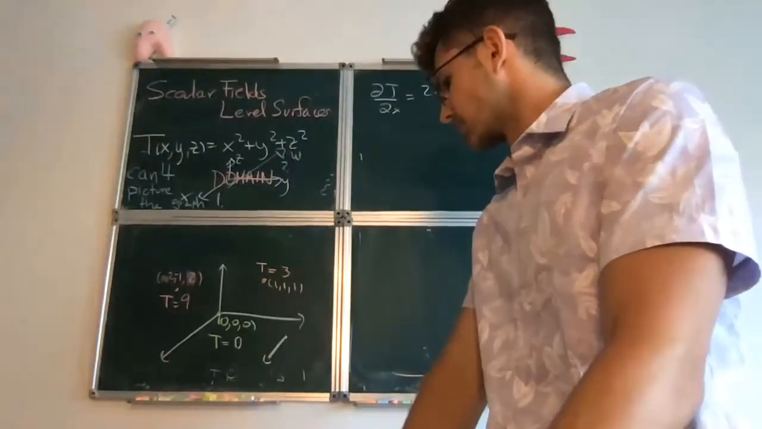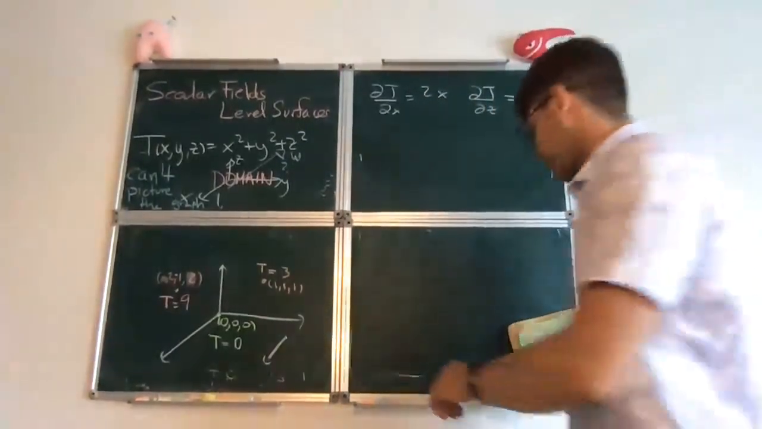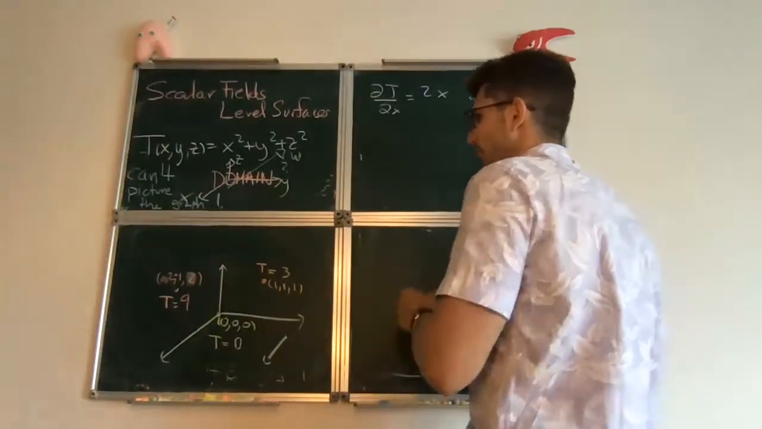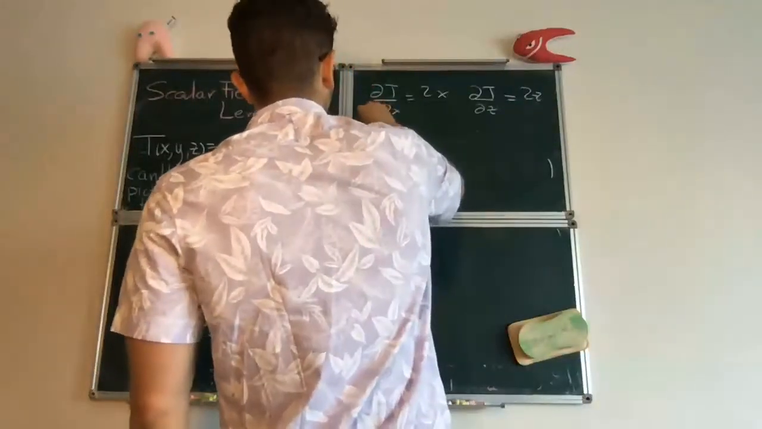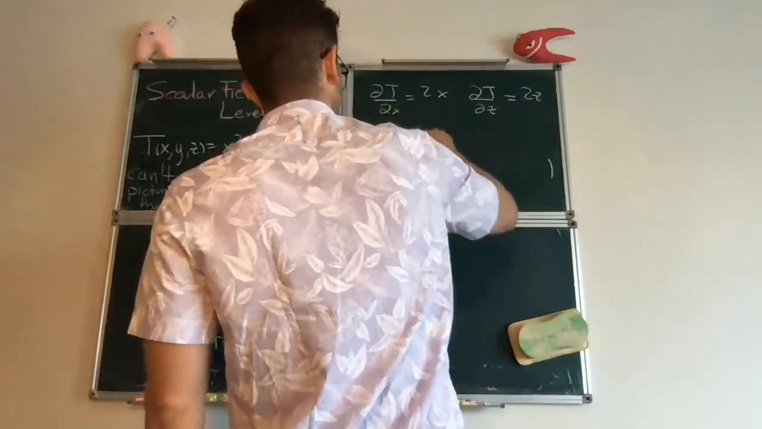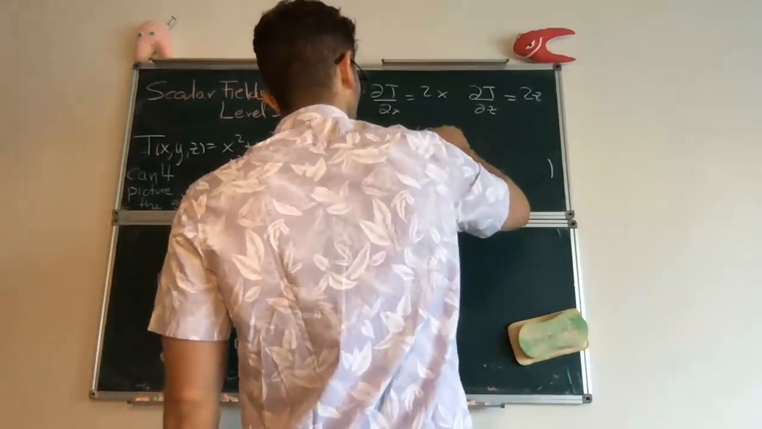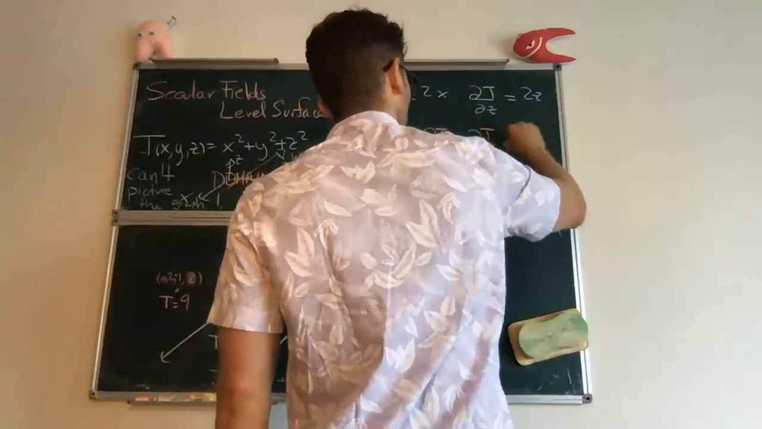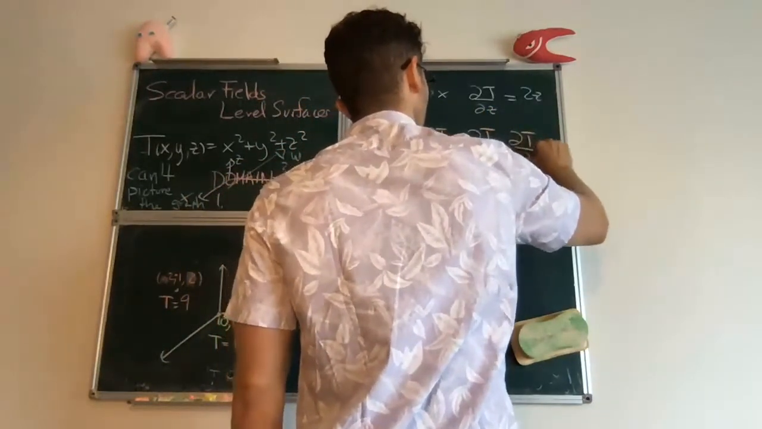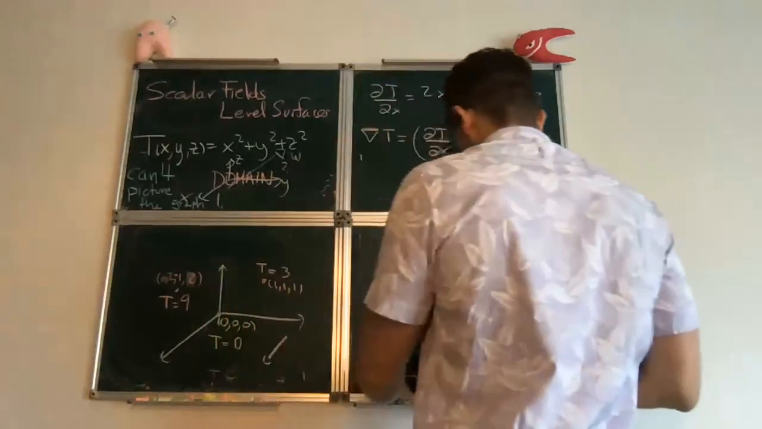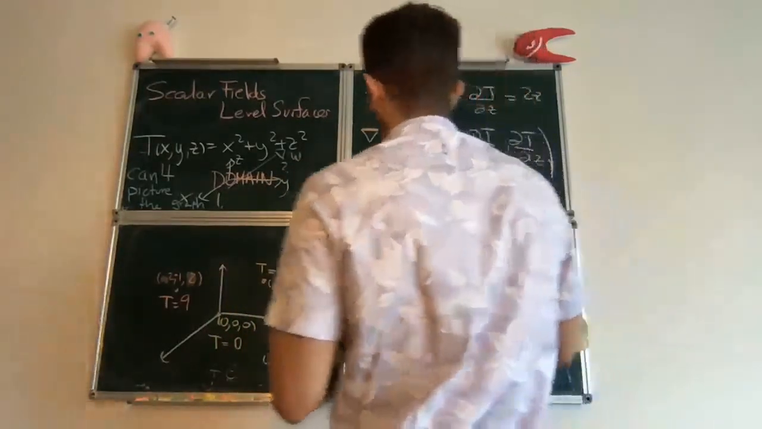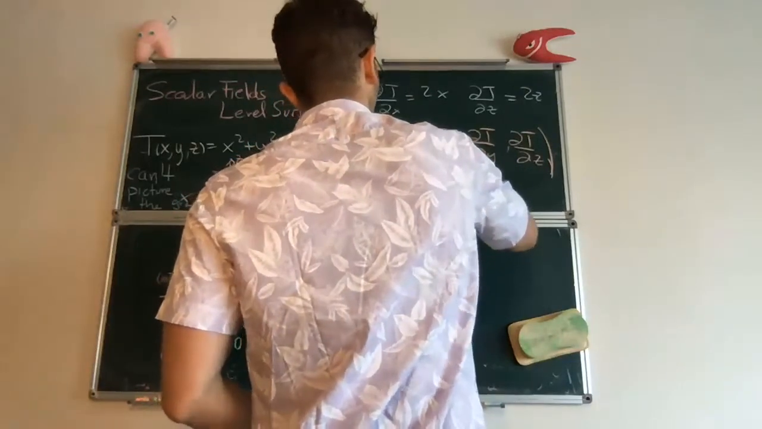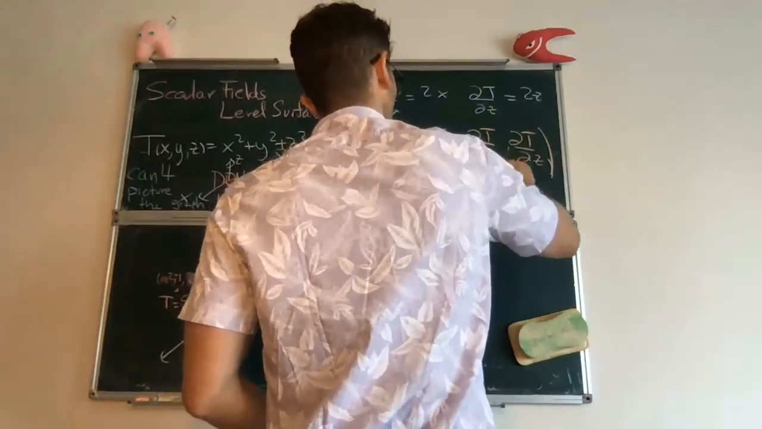Okay? And so you can take the gradient of a function of 3 variables or even 10 variables. It would just be the collection of partial derivatives. And so again, in this example, the gradient just happens to be (2x, 2y, 2z).